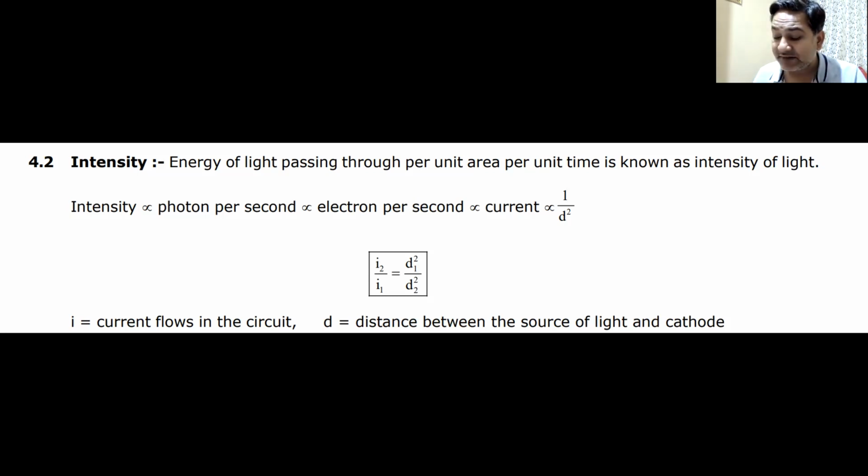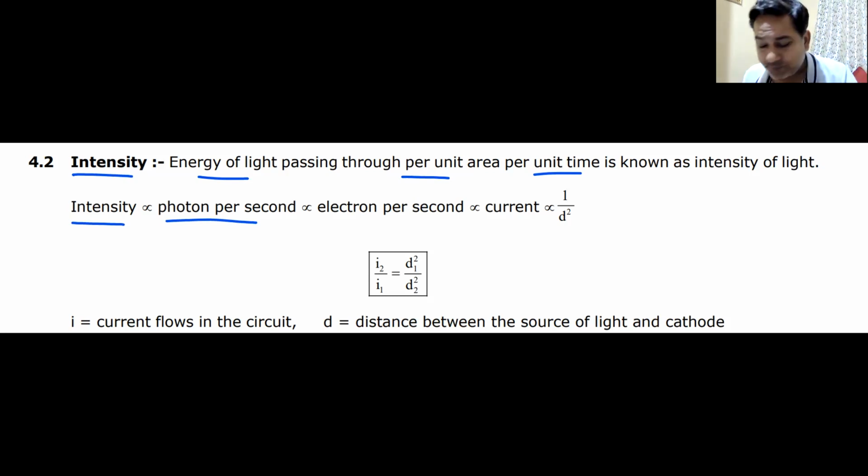So we remember this relation always, and we might see in your sheet there is a question on this particular topic where you have this simple relation. Energy of light passing through per unit area per unit time is known as intensity. Intensity is directly proportional to photons, how many photons are falling per second.